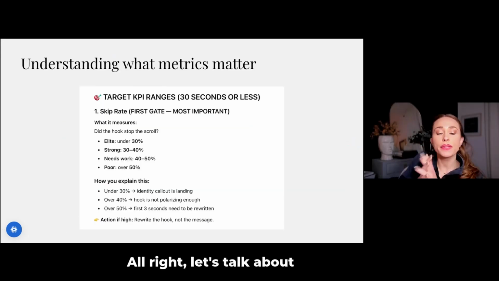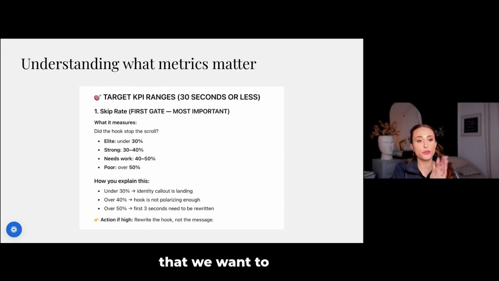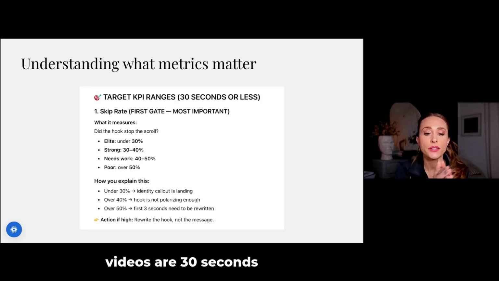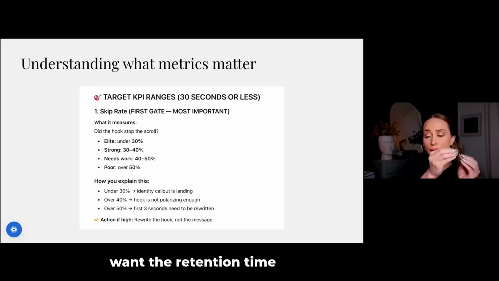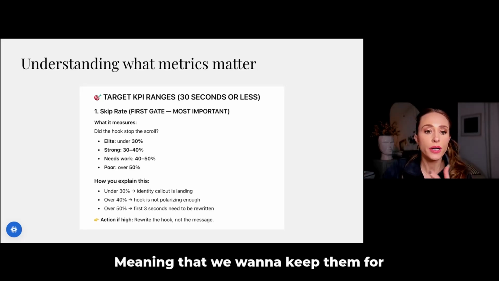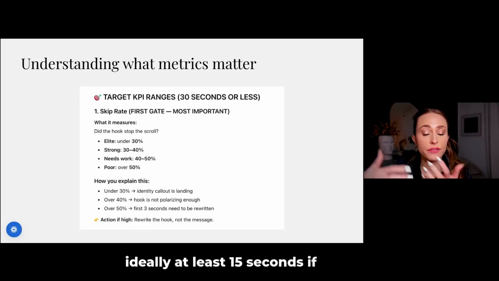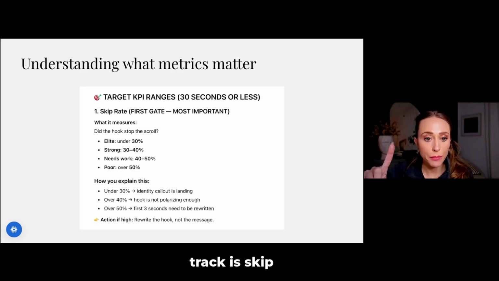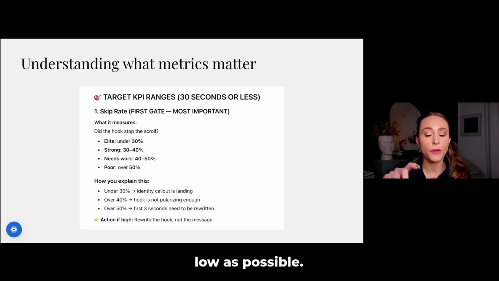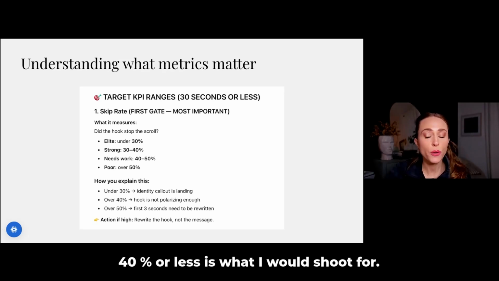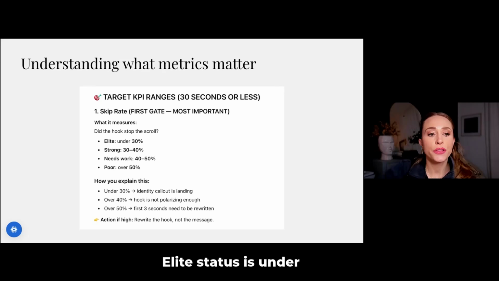All right, let's talk about these KPIs that we want to shoot for. Now, all of these talking head style videos are 30 seconds or less because we want the retention time to be as high as possible, meaning that we want to keep them for ideally at least 15 seconds if it's a 30-second video. Now, number one KPI that we're going to track is skip rate. So we want to keep this as, like I said, low as possible. Now, in the beginning, 40% or less is what I would shoot for. Elite status is under 30%.